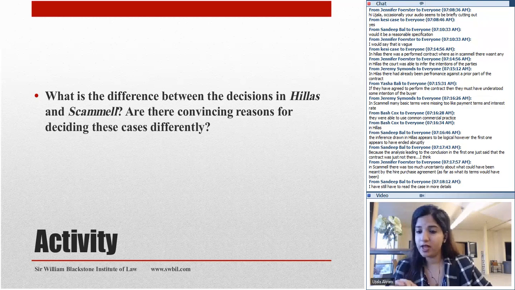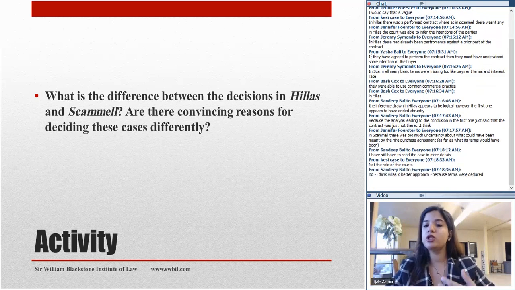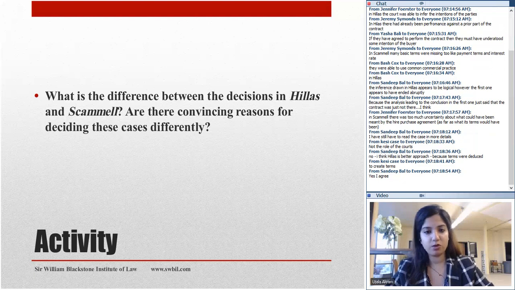Now, the point to think about is why did they not use the same logic in Scammell? So you need to see the difference between the facts. The first difference is that in Hillas, they had already accepted the first batch, and judges were able to apply the meaning of fair specification that was used in the first batch of 20,000 standards. They took the same meaning and applied it to the 100,000 standards. So that was the main difference between the facts.